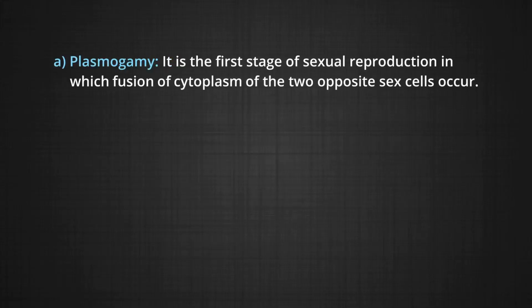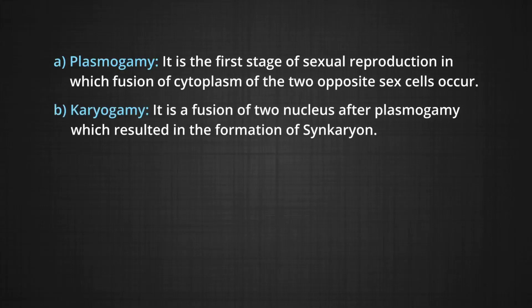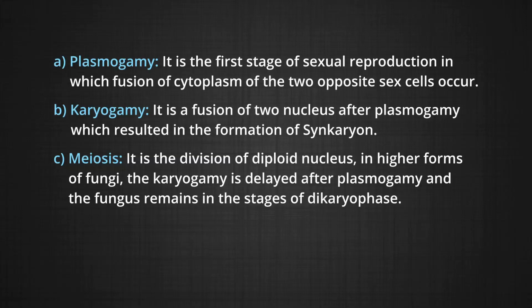Plasmogamy. It is the first stage of sexual reproduction in which fusion of cytoplasm of the two opposite sex cells occurs. Karyogamy. It is the fusion of two nuclei after plasmogamy, which results in the formation of a synkaryon. Meiosis. It is the division of the diploid nucleus in higher forms of fungi. In some, karyogamy is delayed after plasmogamy and the fungus remains in the dikaryotic phase.